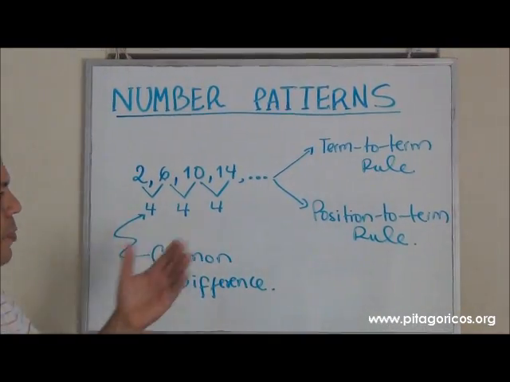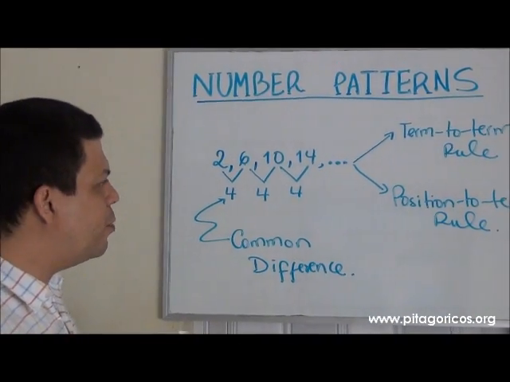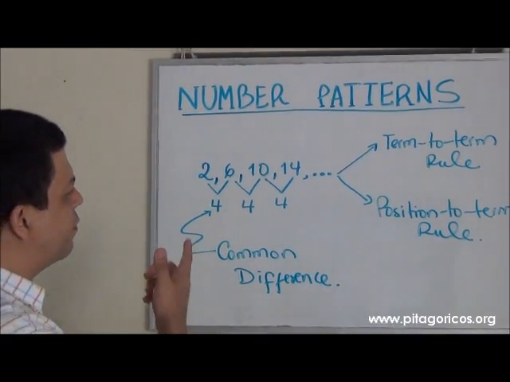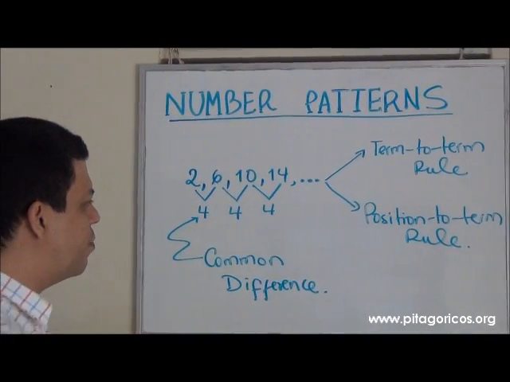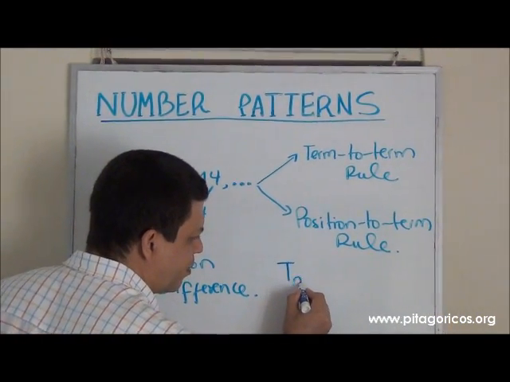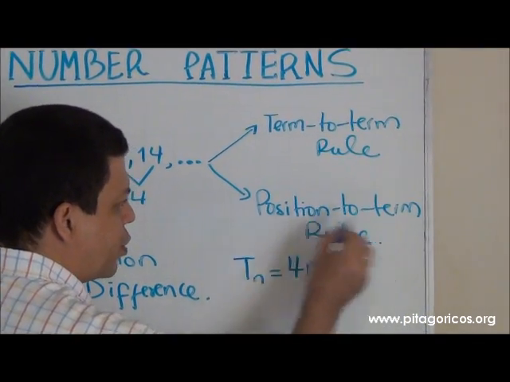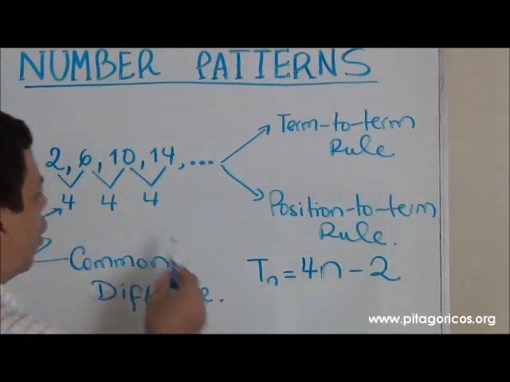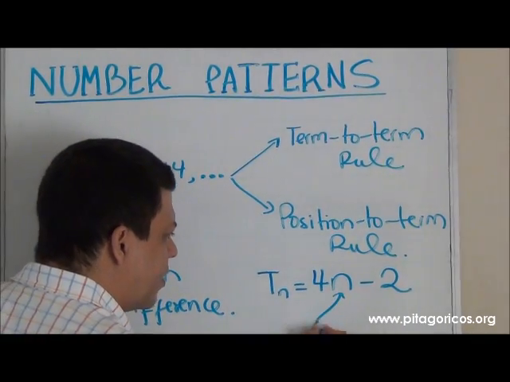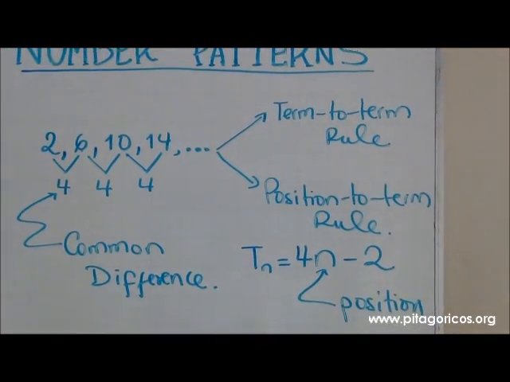position-to-term rule. And this position-to-term rule talks about a formula that we have to get in order to define our sequence. A formula in terms of the position of the terms. This formula is usually noted as Tn, and let's say for example that the position-to-term rule of this sequence that we have here is 4n minus 2, where n is the position of the terms in my sequence.